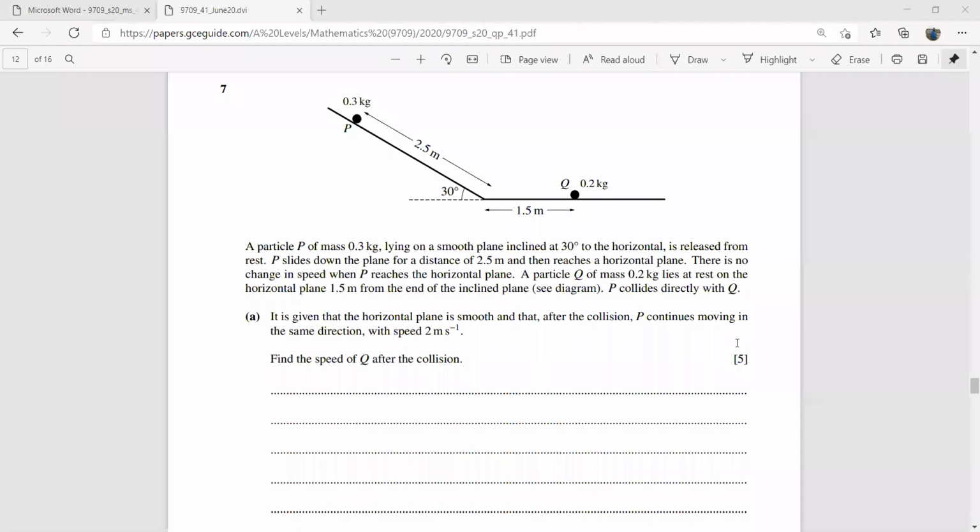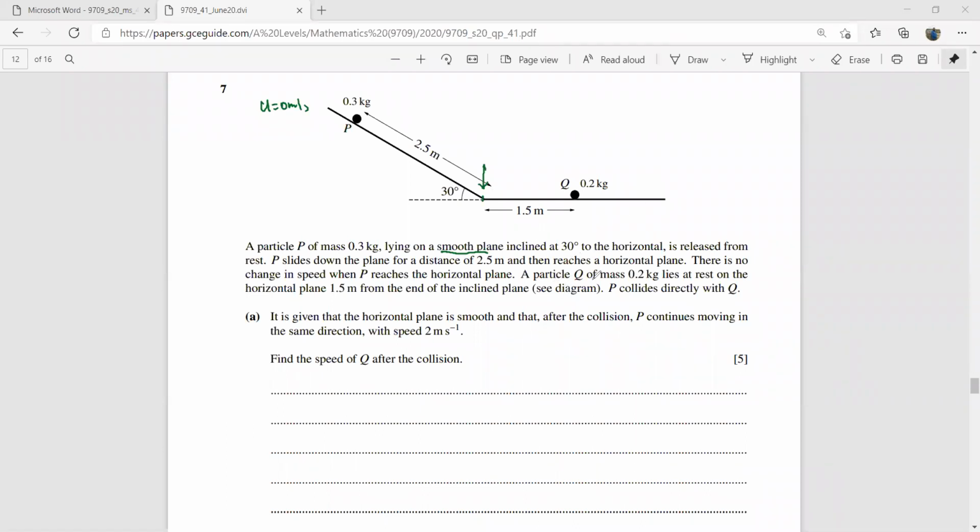Okay, the last question of this paper says a particle P of mass 0.3 kg lying on a smooth plane. We like this word smooth because we don't have to determine the frictional force. Inclined at 30 degrees, it is released from rest, so its initial speed is going to be 0, and it travels a distance of 2.5 meters and then reaches a horizontal plane. There is no change in speed when P reaches the horizontal plane. So that means the speed at which it reaches the bottom of this inclined plane remains unchanged for the horizontal part of this journey.